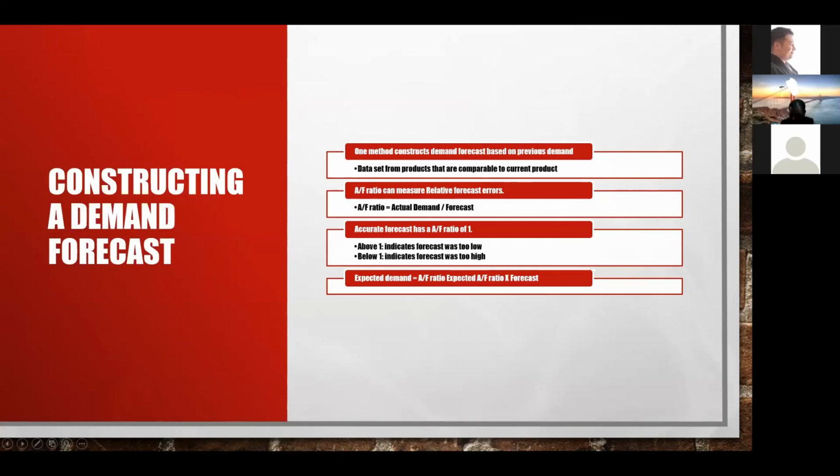So, constructing a demand forecast. One method constructs demand forecasts based on previous demand data sets from products that are comparable to the current product. The A/F ratio is the actual demand divided by the forecast, and it can relate relative forecast errors. An accurate forecast has an A/F ratio of 1. So basically, anything above 1 indicates the forecast was too low. Anything below 1 indicates the forecast was too high. And then we have the expected demand, which is the expected A/F ratio times the forecast. Next slide, please.